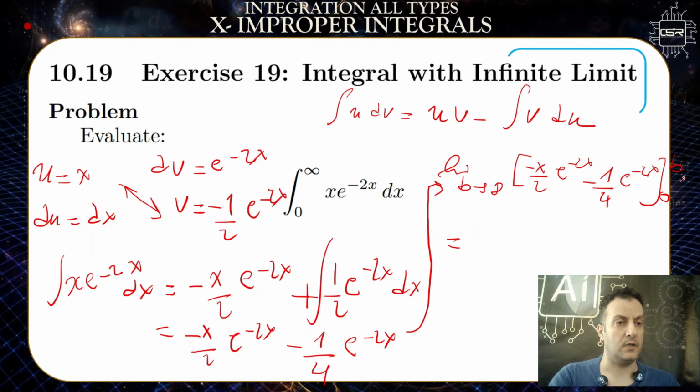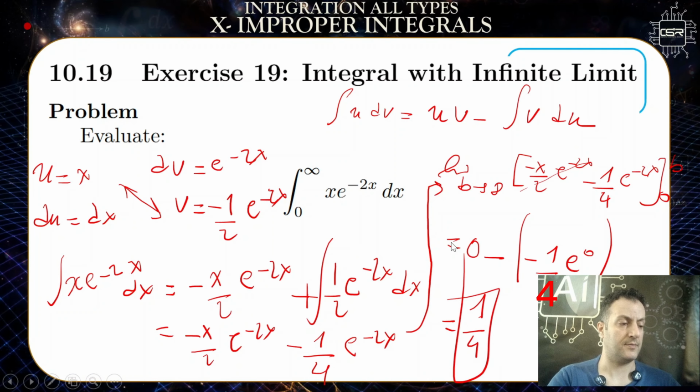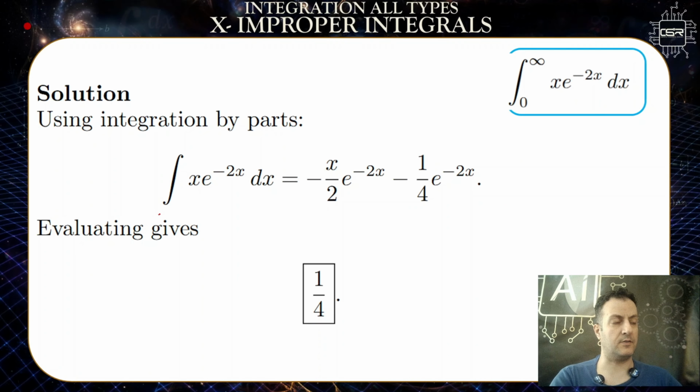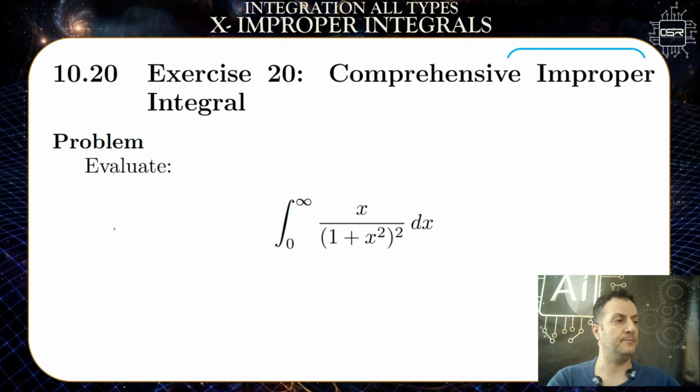Okay, now for b, e^(-infinity) on both sides is 0, so it cancels out. Minus, for x equals 0, this part becomes 0 here, and you are left with -1/4 e^0, which is 1. e^0 is equal to 1. Hence, it is equal to 1/4. And this is integration by parts again. Yeah, it's called integration by parts rather than substitution. And we end up with 1/4.